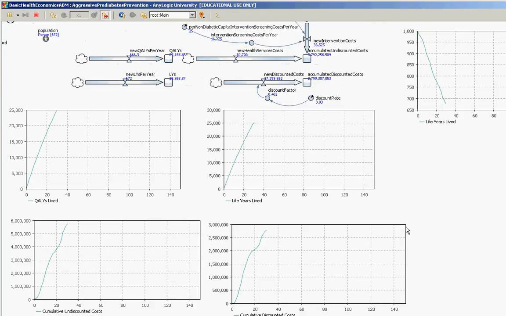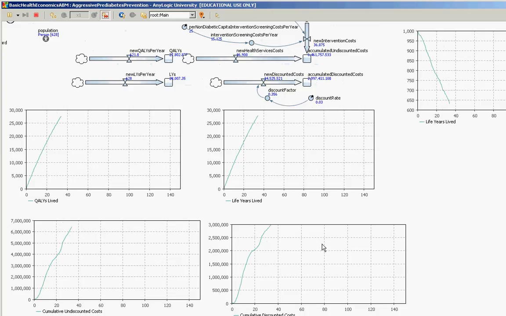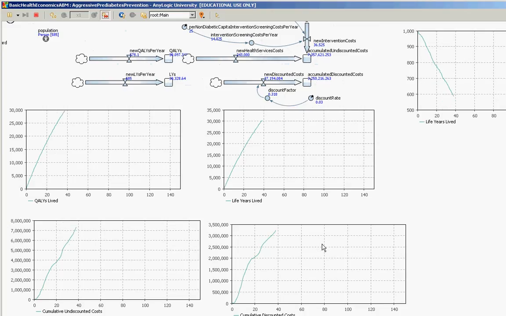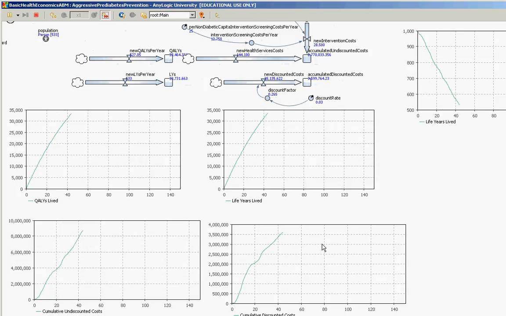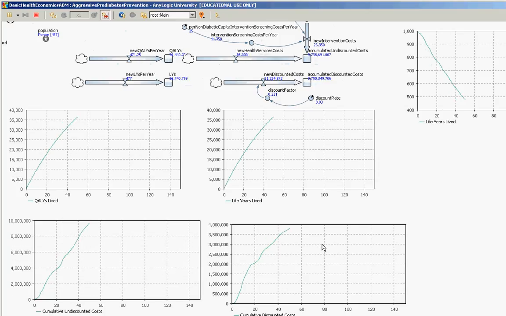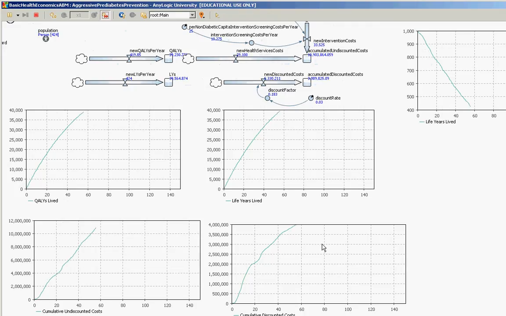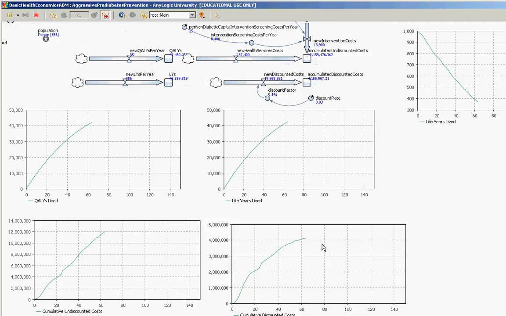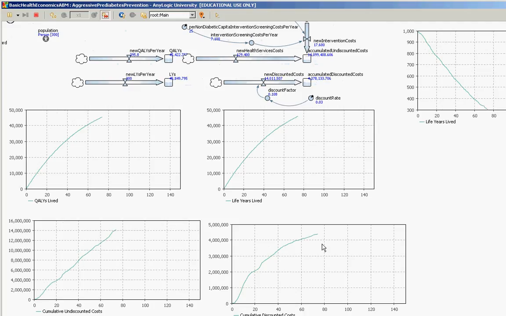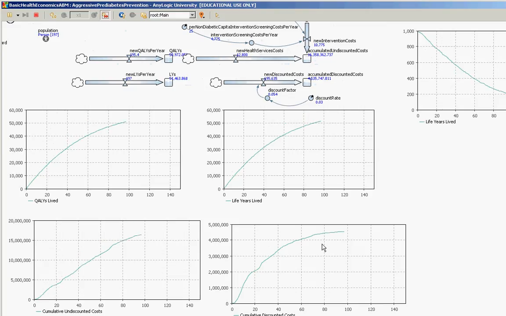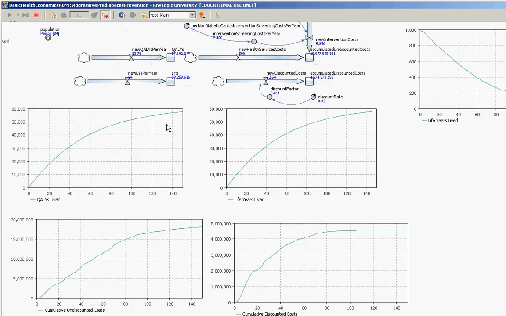Interestingly, the curve is more textured. It's notable, of course, that we're getting people to live longer, and because of that, they're living longer in the population, so it takes longer to run, but they're typically living longer in the state without diabetes, not yet being diabetic. Okay, so despite the costs associated with interventions, we've still managed to bend the curve associated with cumulative discounted costs, and we've also still managed to raise the cumulative quality-adjusted life years.